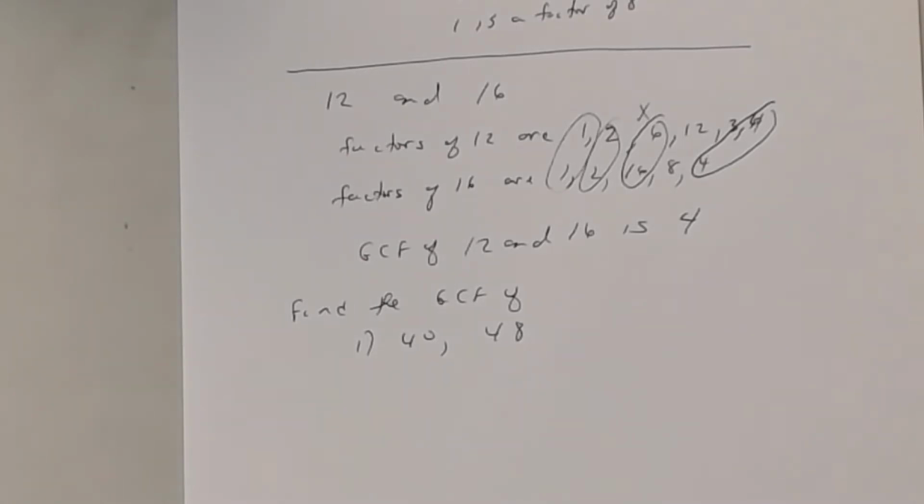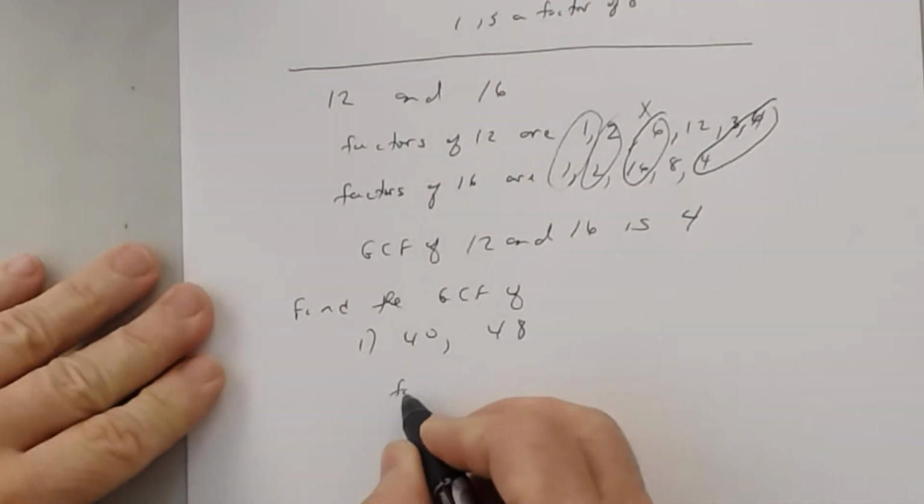But most of the time, with the problems that you're going to see, the GCF of the numbers are going to be pretty easy to deal with. So I'm going to show you two ways to do this. The first way we're going to do it is the way we just did it. So let's talk about the factors of 40. Let's find the factors of 40.